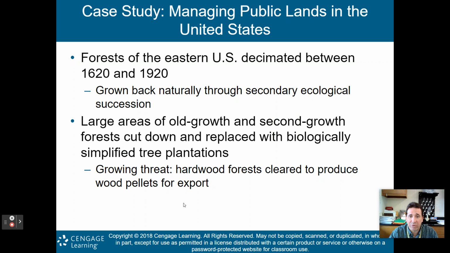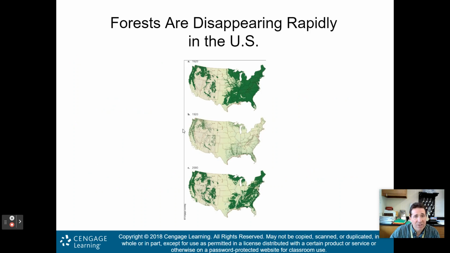Growing threat, hardwood forests cleared to produce wood pellet for export. Again, you're just clear cutting these forests. And this is really a disturbing but a powerful chart here. If you'll notice, these are actually old growth forests, right? Anywhere you see in green is an old growth forest over 200 years old. So in 1620, most of the east coast of the United States was covered in old growth forests. Look at 1920. Look at 1920.